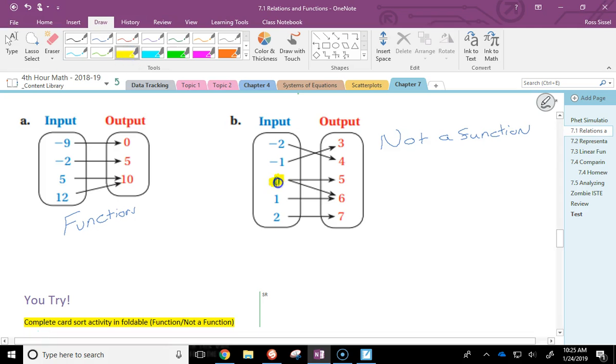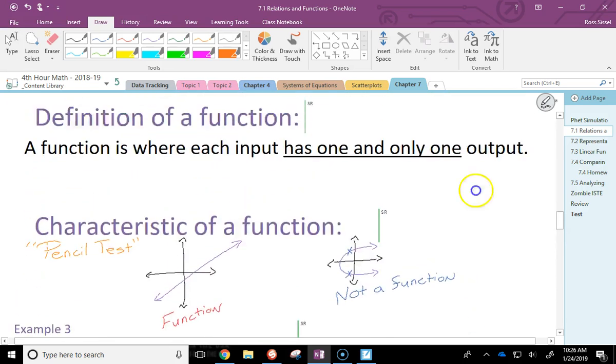0 went to 5 and it went to 6. It went to 2 numbers. My input went to 2 different outputs. It is not a function. Let's scroll back up then.